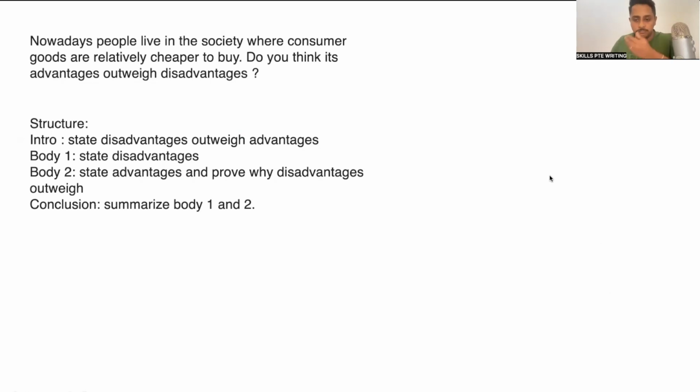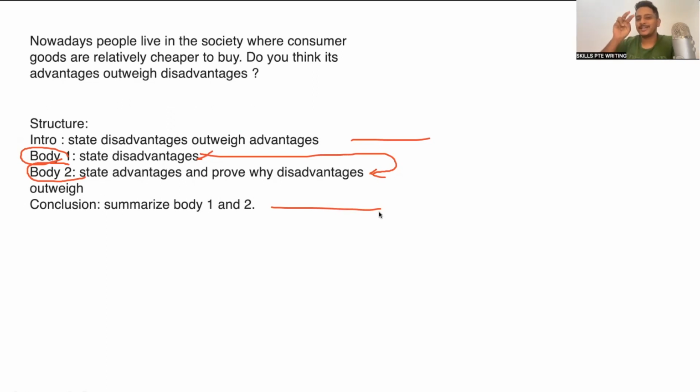All right. So this is the structure. Now inside body 1, what structure is to be used? Inside body 2, what structure is to be used? These two are very, very crucial. Intro and conclusion are dummy, not important. It's the second and the third paragraph. The second paragraph is called body 1. The third paragraph is called body 2. We will talk about it.